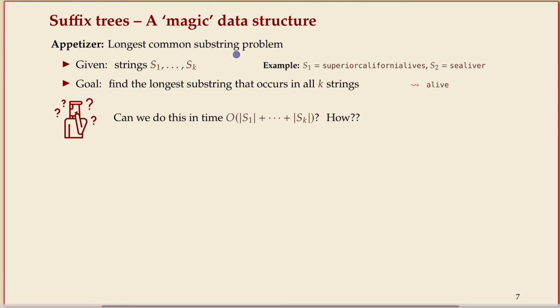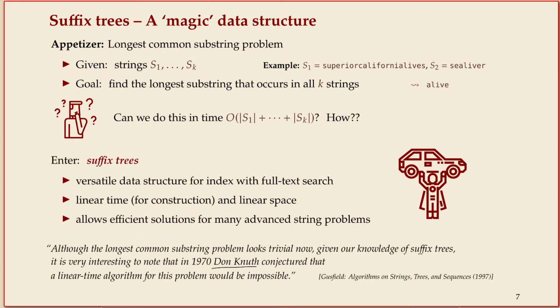So this problem sounds like a formidable challenge. If you're given strings, you're trying to find the longest substring that occurs in all of those strings simultaneously, and you want to do this in time essentially just needed to read all the strings. And indeed, as I mentioned, Knuth conjectured that that's not possible, but suffix trees solve that. But you haven't seen yet how, and that will be coming up next.